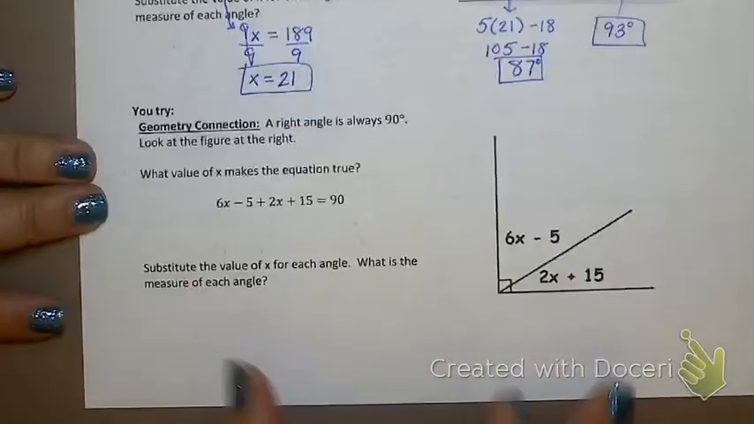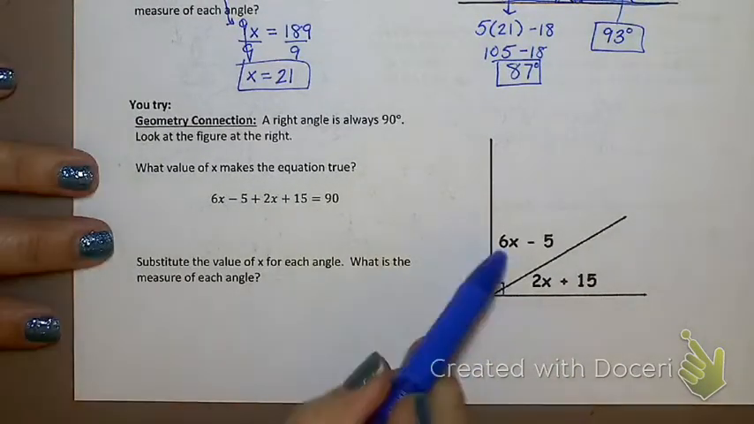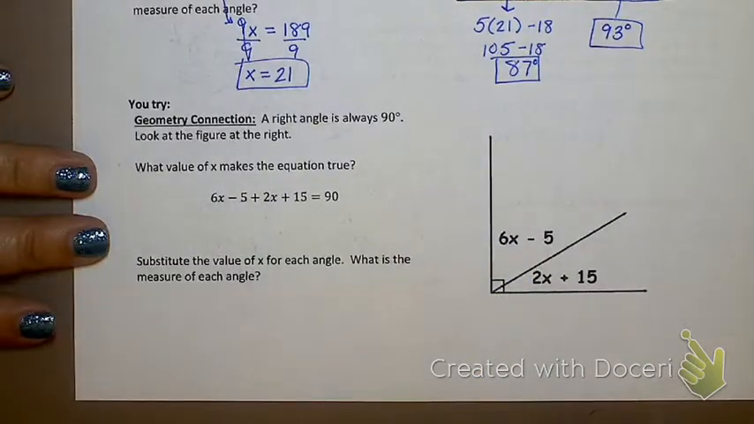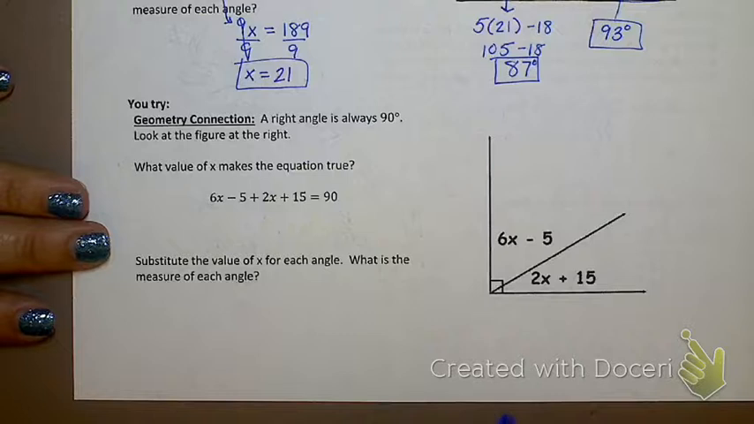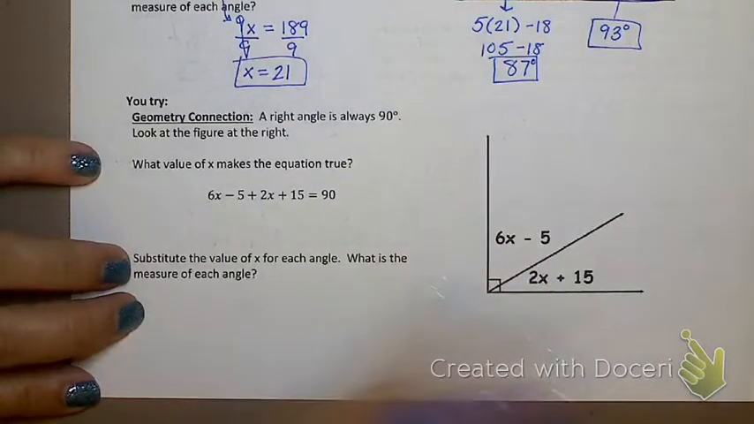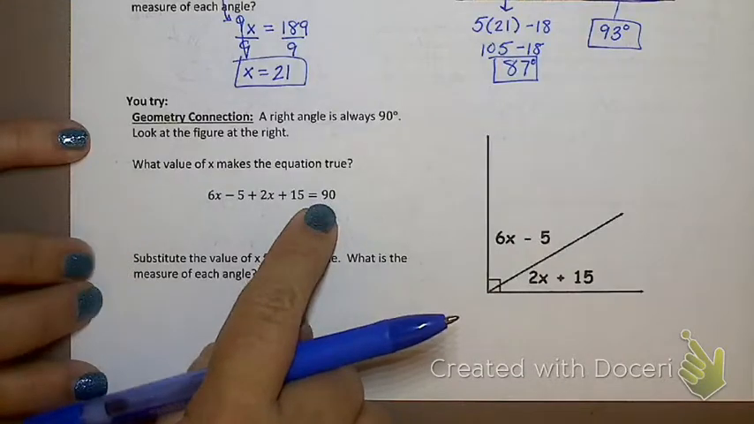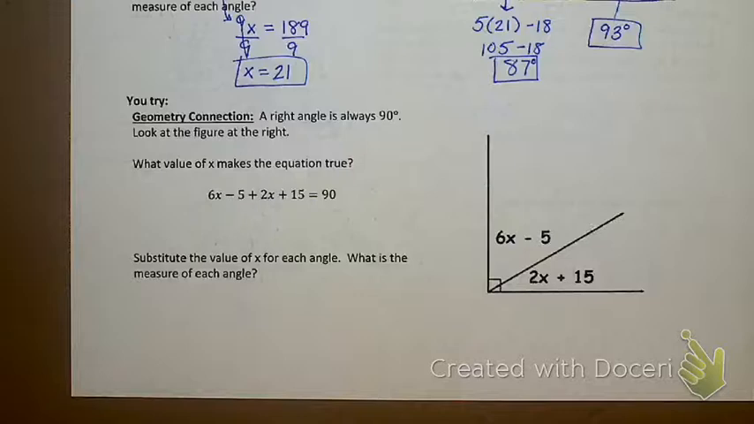I want you to try the next one. It's not a linear pair. These two are called complementary angles. They make a corner. Complementary make a corner, which means that when you add them up, they're going to equal what? 90 degrees. So take a minute, find x, and then tell me what each of those angle measures are.